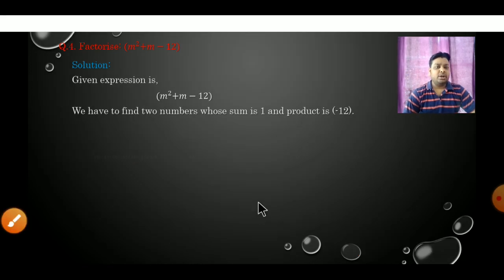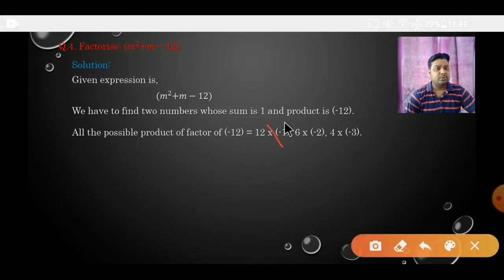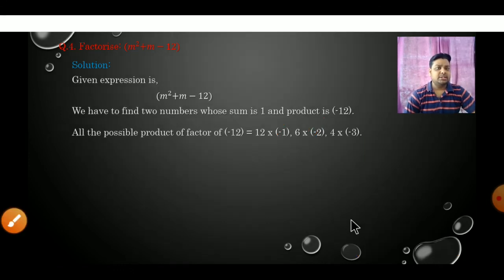So the products of 12 will be 12 into minus 1, 6 into minus 2, 4 into minus 3. It means we put the minus sign over only the smaller number. In 12 and minus 1, 1 is smaller, so we write the minus sign over 1, then minus 2 and then minus 3. Now 12 plus minus 1 will be 11, so it is not the pair. Now 6 plus minus 2 will be 4, it is also not the pair. 4 plus minus 3 is equal to 1. So this one will be our pair. So clearly such numbers are 4 and minus 3.